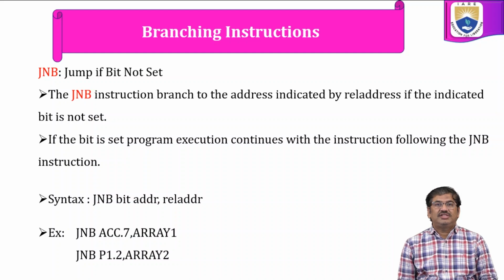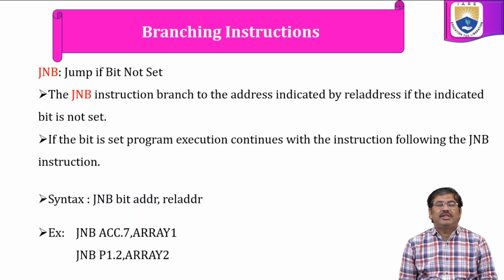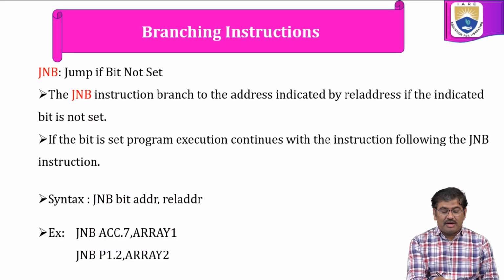The next instruction is the JNB instruction, which is jump if bit not set. The JNB instruction branches to the address indicated by the relative address if the indicated bit is not set. If the bit is set, the program continues with the instruction following the JNB instruction. The syntax of the instruction is JNB bit, comma, relative address.